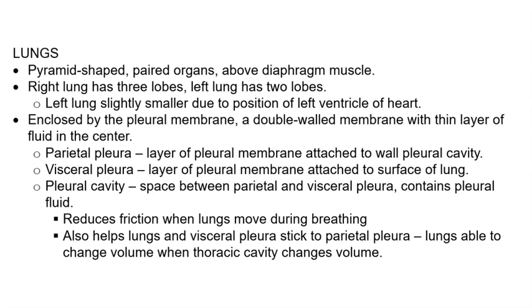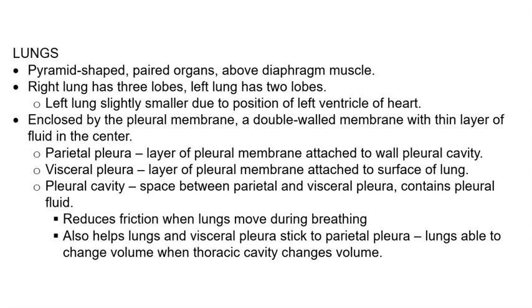Both of the lungs are enclosed by a membrane that's referred to as the pleural membrane, and it is a double-walled membrane that has a thin layer of fluid between those walls. The parietal pleura is the part of the pleural membrane that is attached to the wall of the thoracic cavity. The visceral pleura is the layer of the pleural membrane that is attached to the surface of the lung.